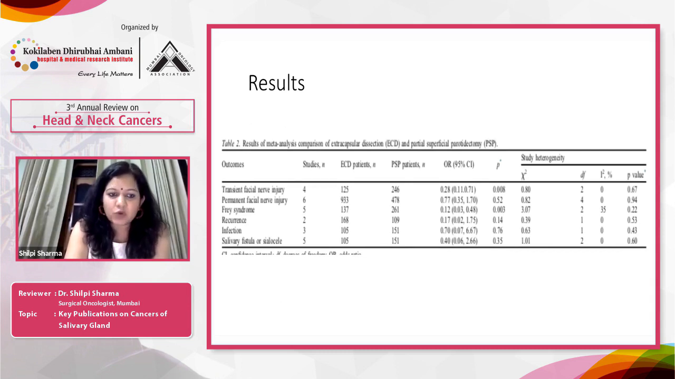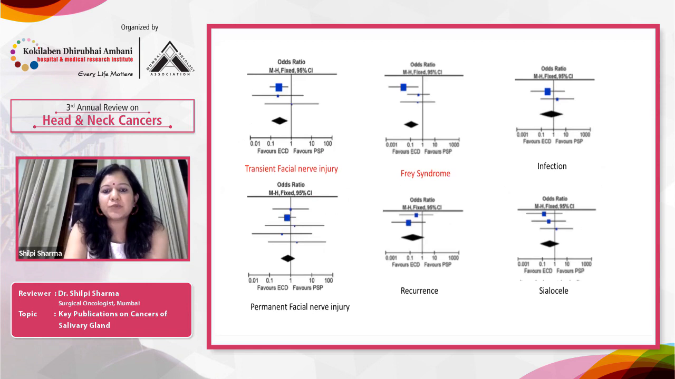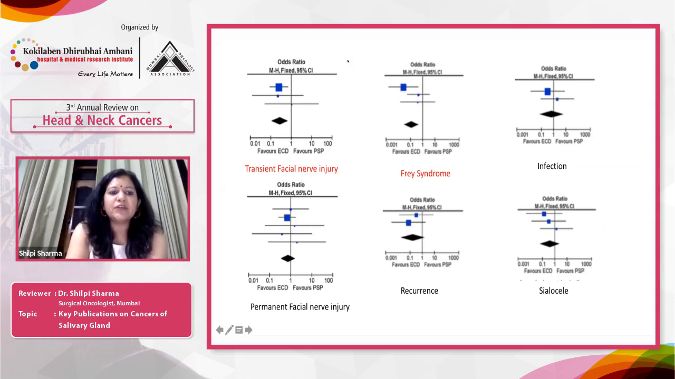For these 6 outcome measures, we can see that there was a statistically significant difference between the 2 groups for 2 outcomes. One was transient facial nerve injury and the other was Frey syndrome. If you just focus on the forest plots in this slide, we can see that for the first 2 forest plots, the diamond is on the left side of the line of unity. That means the results of the study favored extracapsular dissection.